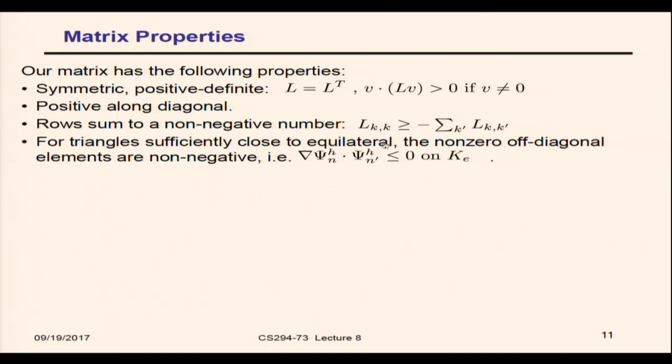This is the M matrix condition, or at least a big part of it, is that each off-diagonal element is, I'm sorry, I've got my sign slip. All the off-diagonal elements are negative. The rows sum to a negative number that satisfies this inequality. So, but this is the M matrix thing.